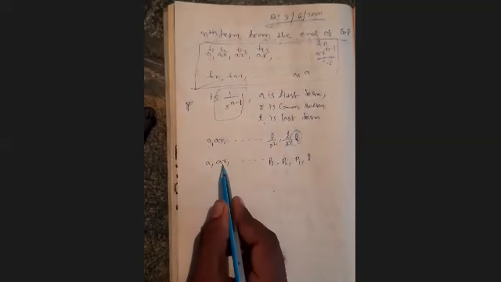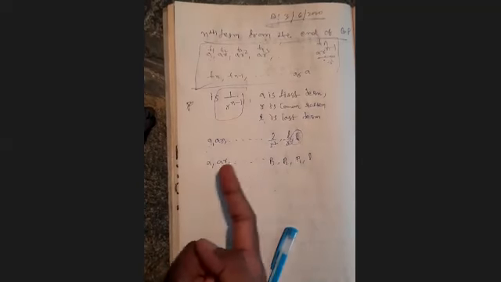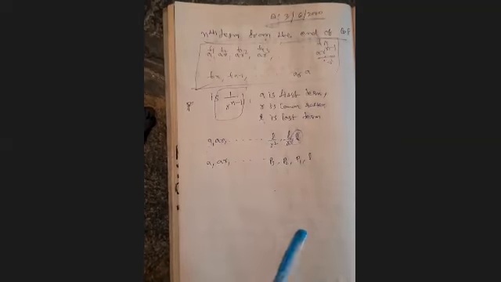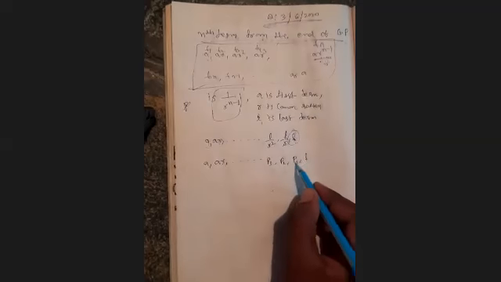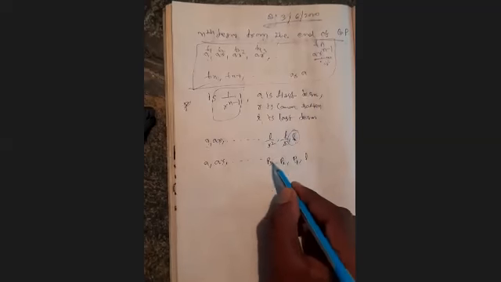Always in a GP, we have to do this by this. We divide T2 by T1, T3 by T2, T4 by T3, like that always. Second divided by first, third divided by second, fourth divided by third. In the same way, this by this, this by this, we have to do.